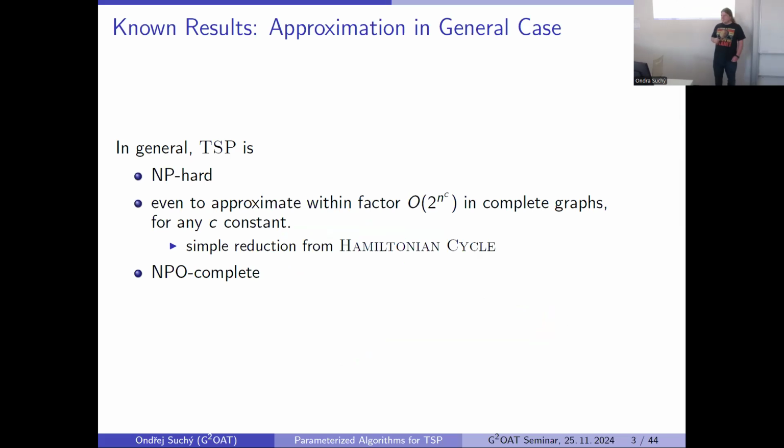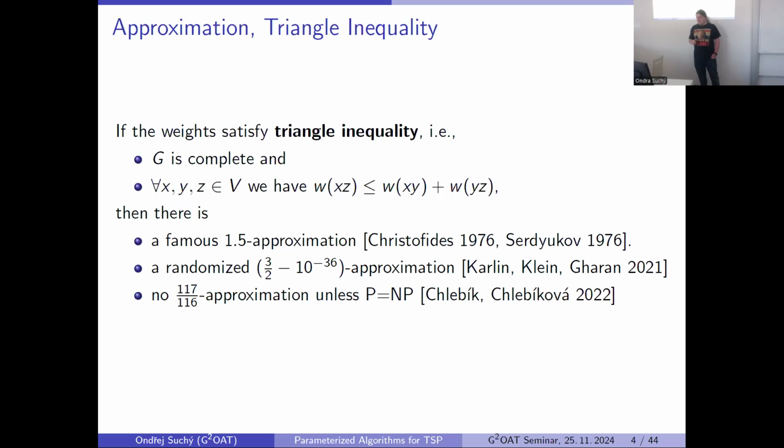So what is known about that? This problem is obviously NP-hard. It's even hard to approximate to within any reasonable factor. And this can be shown by a simple reduction from Hamiltonian cycle, and it's NPO-complete, speaking about optimization problems. So I will not delve into this.